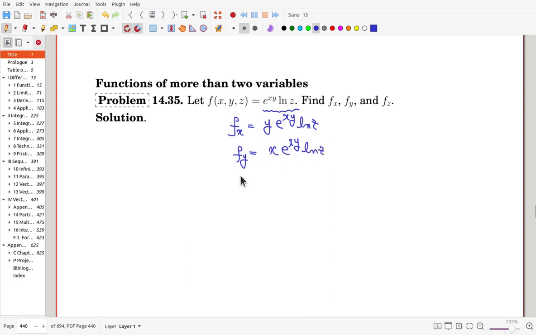Okay. Finally, f sub z. Again, z is the only variable, so e to the xy must be a constant. And for z, if we make the derivative, then that will be 1 over z. Okay, that's it.